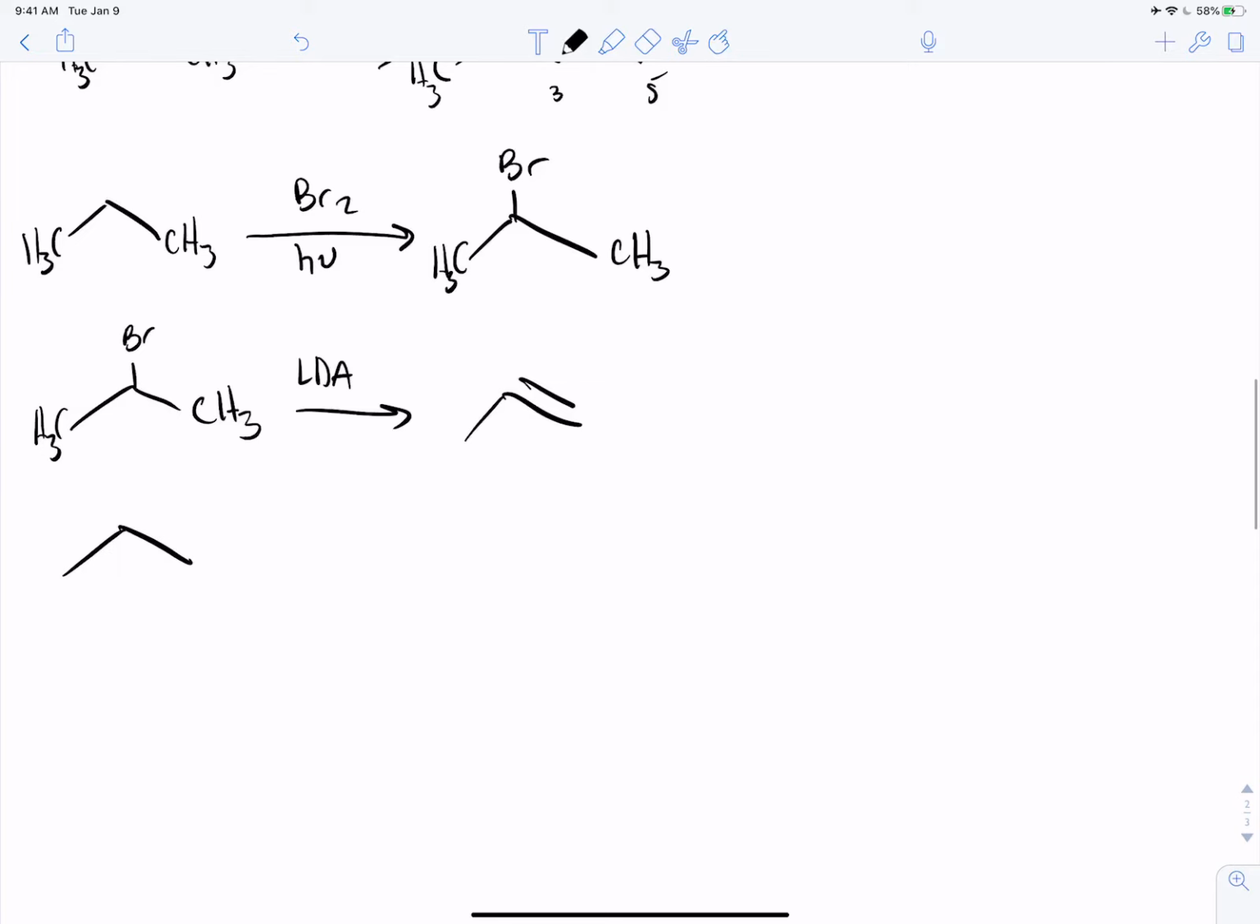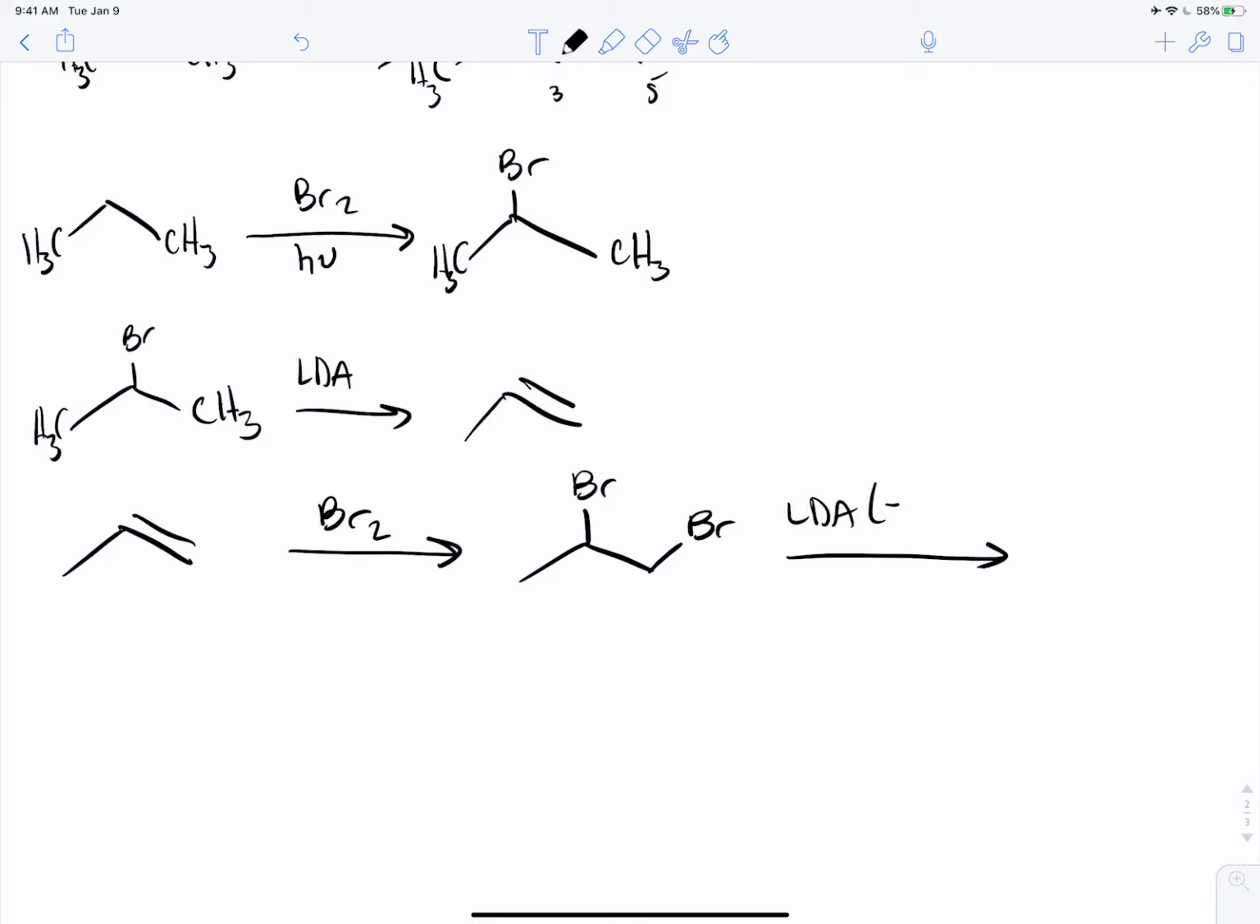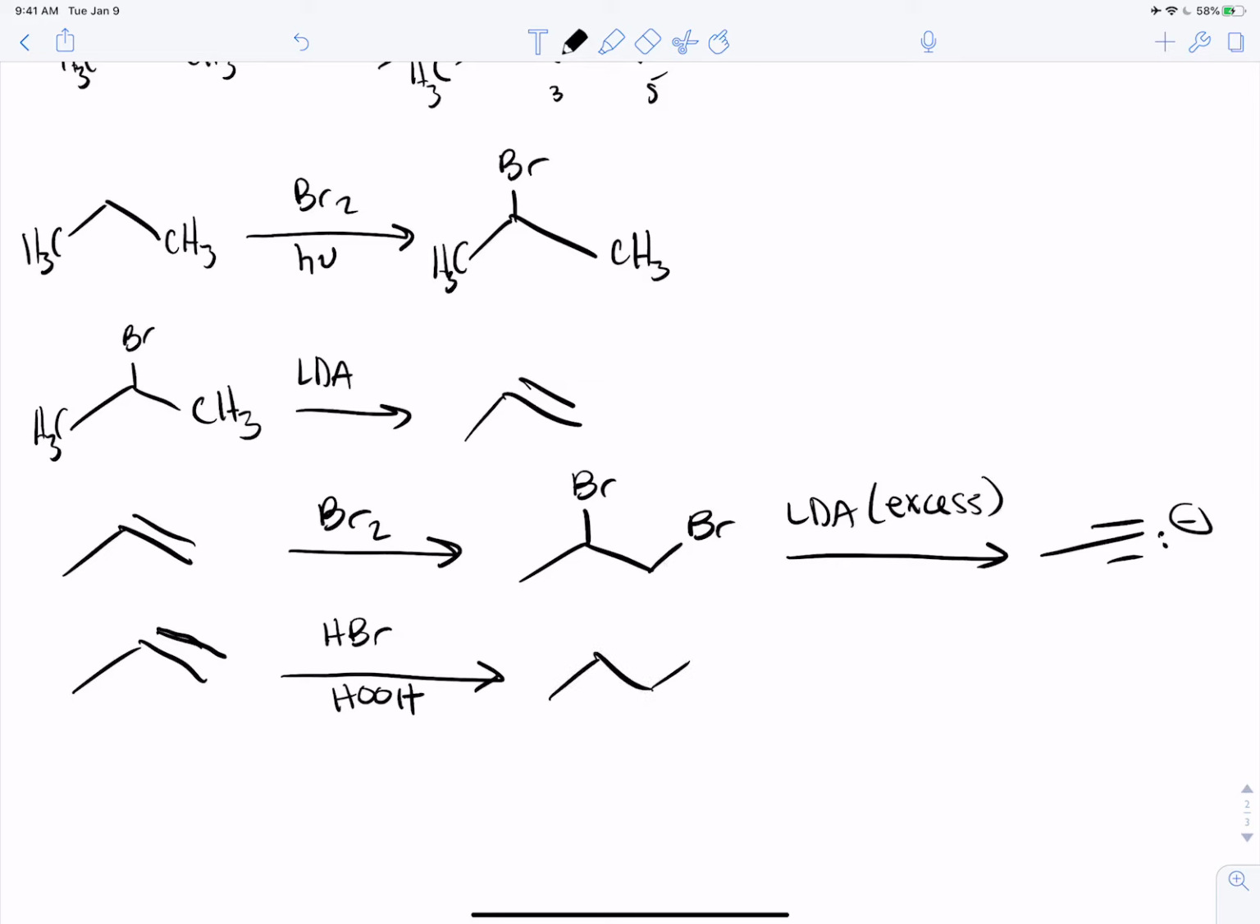Then I'm going to take that alkene and split it. Part of that alkene I'm going to add Br2 to, and then I'm going to use a large excess of LDA. That gives me the acetylide anion. Then I'm going to take the other bucket of alkene that I separated out, and add HBr and some peroxides. Okay, so that gives me my two carbon fragments that I want.